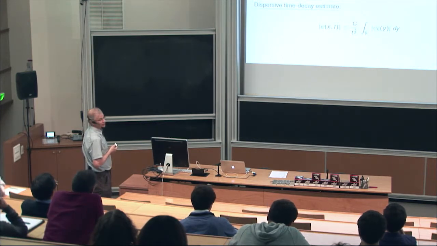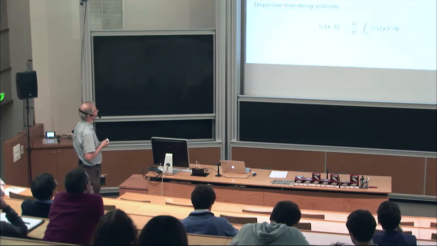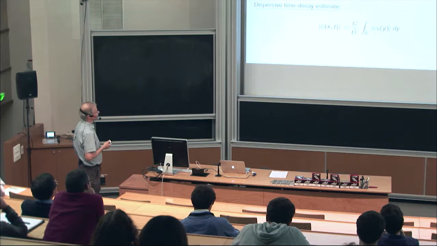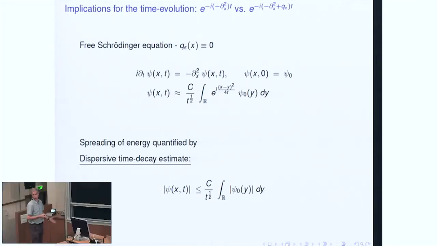Now, there are implications for the time dynamics, so it makes sense to compare the time evolution of the free problem, that's the homogenized time evolution, with the full problem. Just as a review, if you have the free Schrodinger equation, the solution is explicitly given by the convolution of the initial condition with a complex Gaussian. In one space dimension, the rate is 1 over t to the 1/2. That's the dispersion rate. So this is the L1, L infinity estimate.